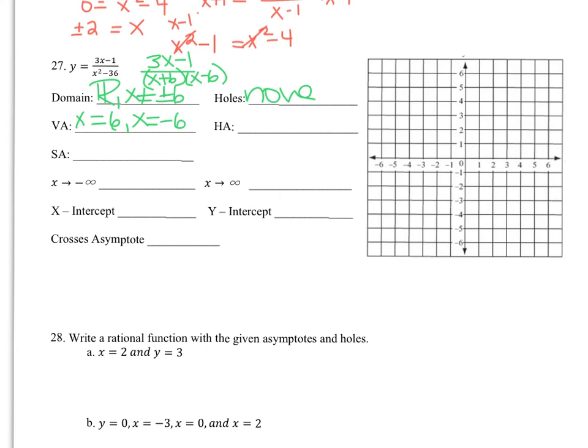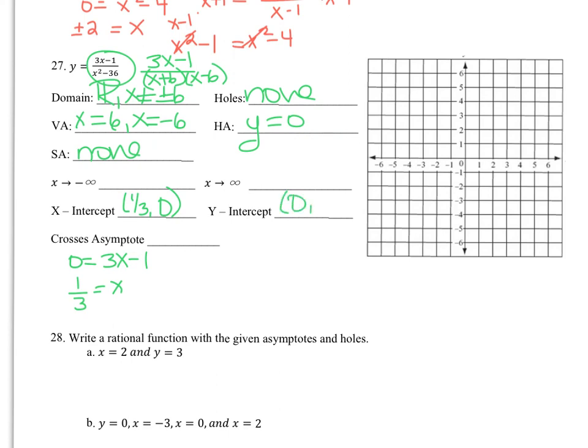Horizontal asymptotes, I have none. Nope, I lied. I don't have none. It's not top heavy, it's bottom heavy. When it's bottom heavy, my horizontal asymptote is 0, which means I have no slant asymptotes. To find my x-intercept, I take my numerator and set it equal to 0. So x is 1/3. To find my y-intercept, replace x with 0, so I have -1 over -36.